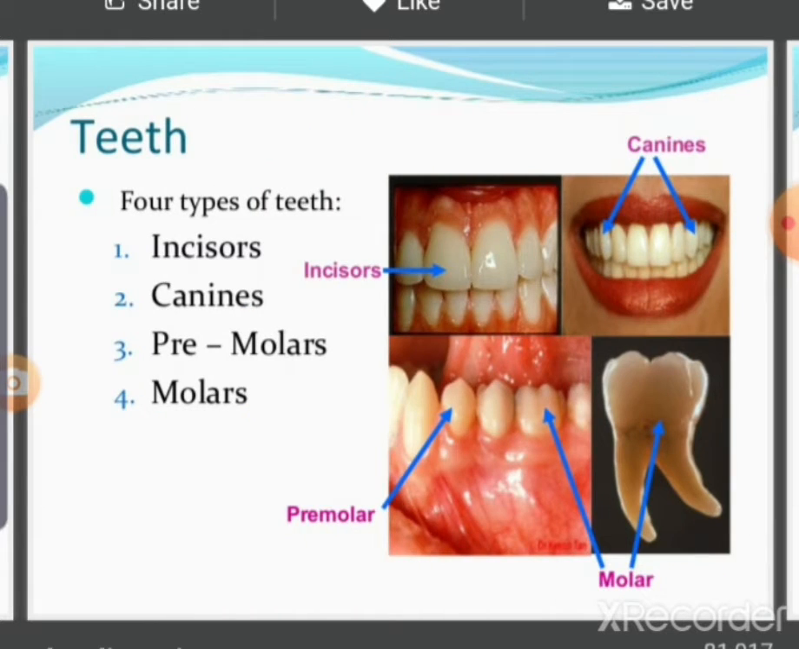So let's see what different types of teeth we have. We have 4 types of teeth: incisors, canines, premolars and molars. As you can see from this diagram, incisors are the first 2 teeth. Next are canines, and the premolars and molars are generally present inside our mouth.